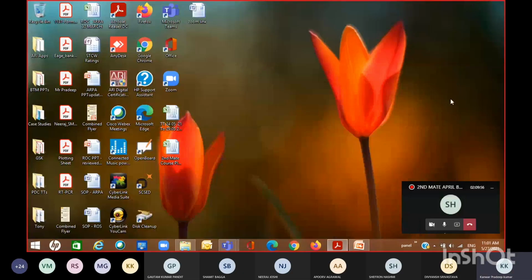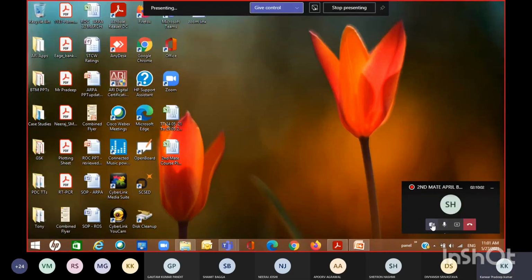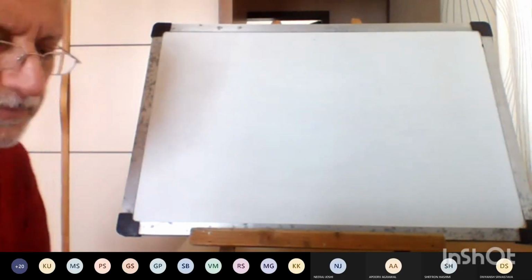Try to figure out if you can toggle between my camera and the screen. It will make everyone's life easier. Can you see the board now?